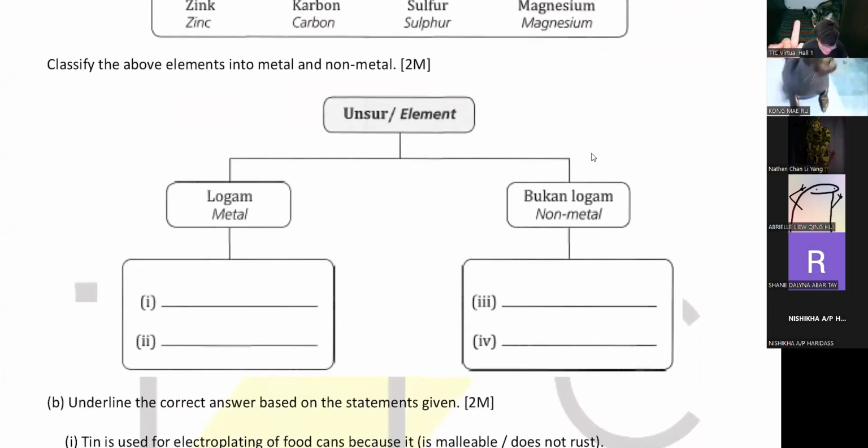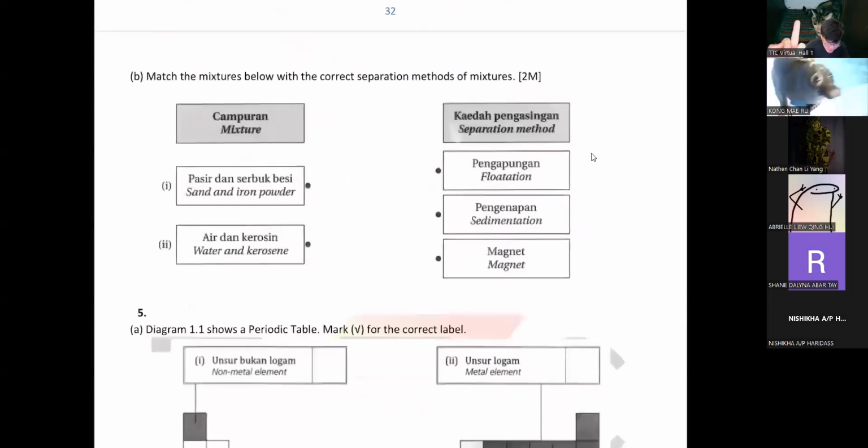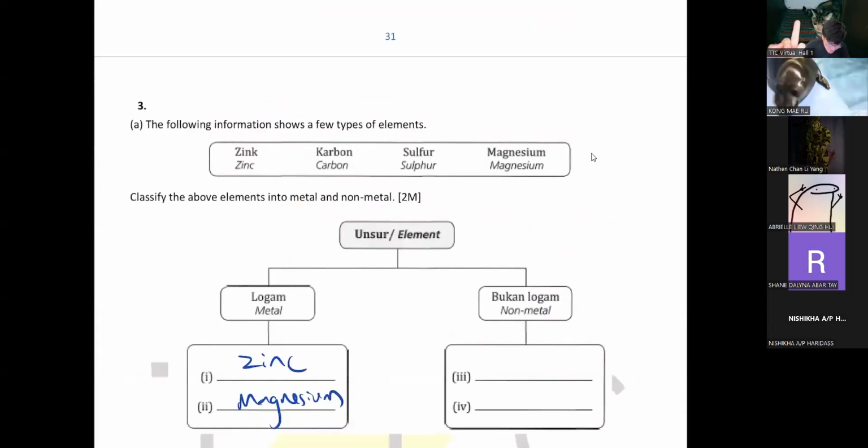Okay, so next, what is your metal here? So metal is your zinc and your magnesium. And then non-metal is gonna be your carbon and sulfur.